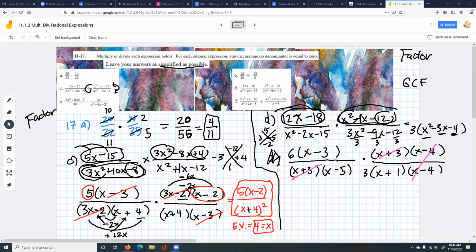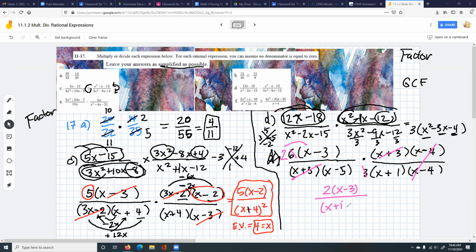And I see 3 goes into 6. 3 goes into 6 2 times. And I think that's all we can cancel, right? So what do we have left in the numerator? Just 2 times x minus 3 here. And you do not multiply it out. Okay, don't multiply it out. Leave it factored. Do not distribute. Don't do that. I know you want to, but don't. Fight the urge. Okay, and this one is just x minus 5 times x plus 1.